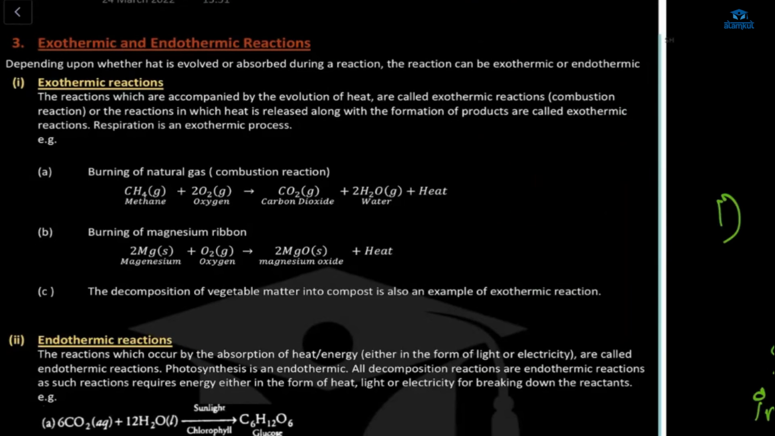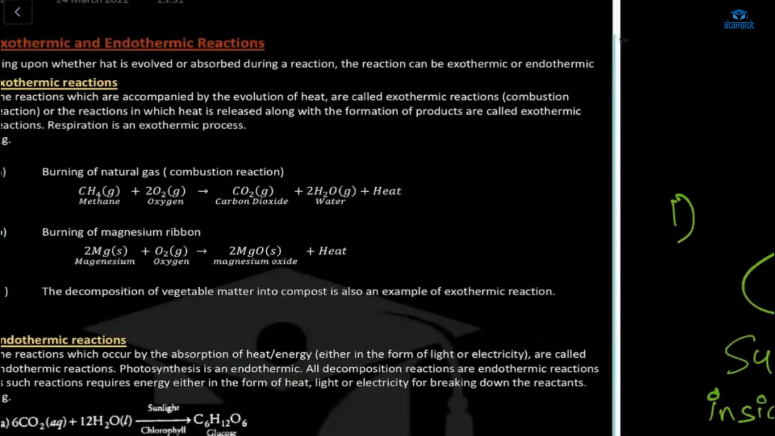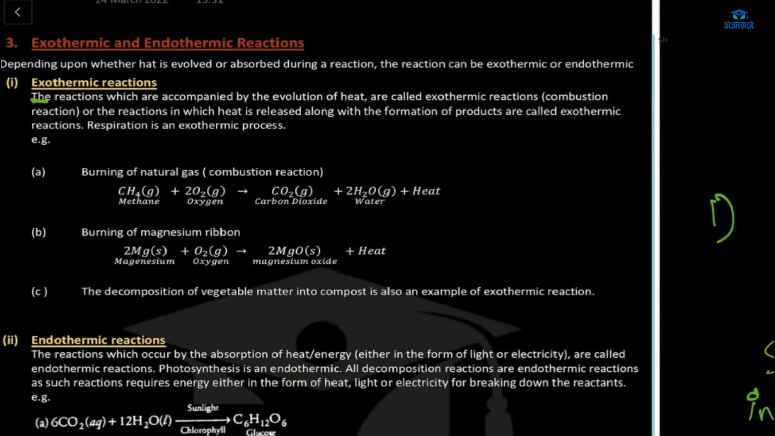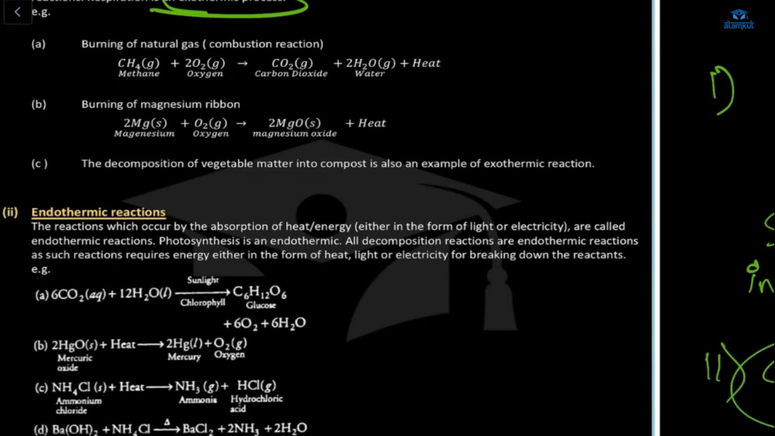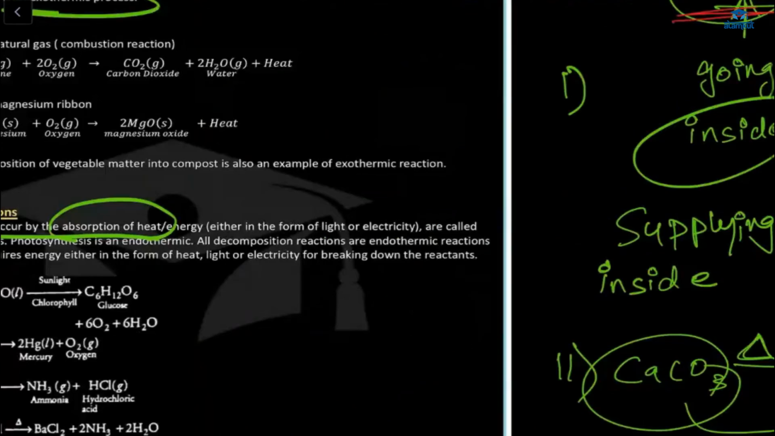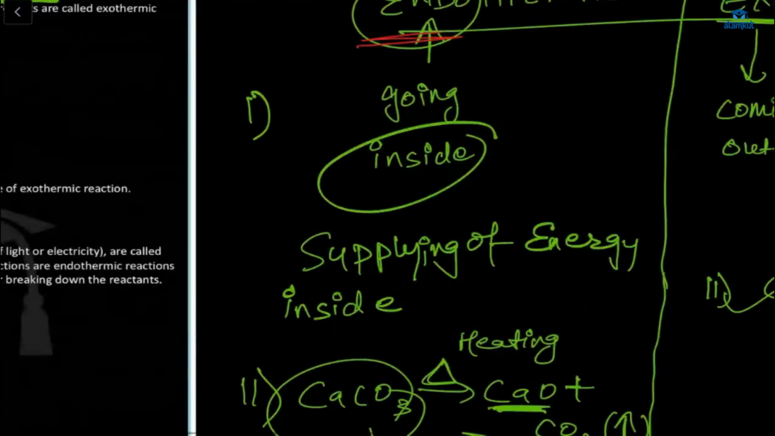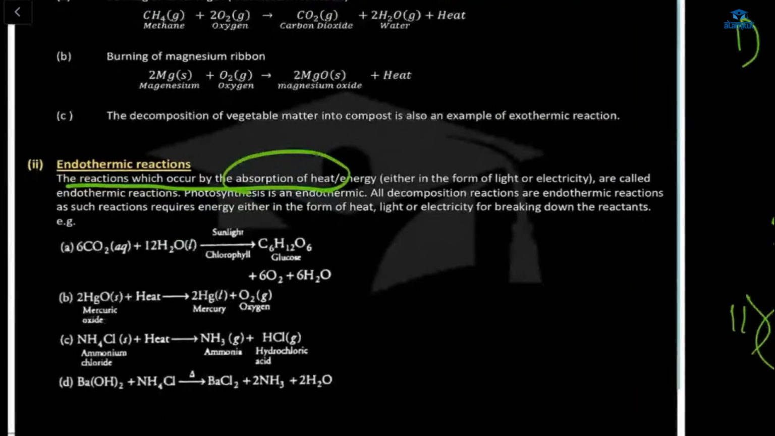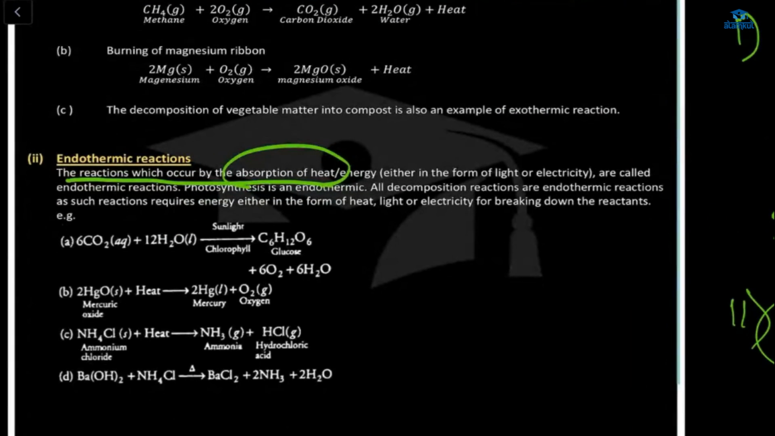Here is endo, and here is exo. Exo means releasing of energy. The reactions which are accompanied by the evolution of energy are called exothermic. Evolution of energy means releasing the energy. And endothermic is the reaction which occurs by the absorption of heat or energy.